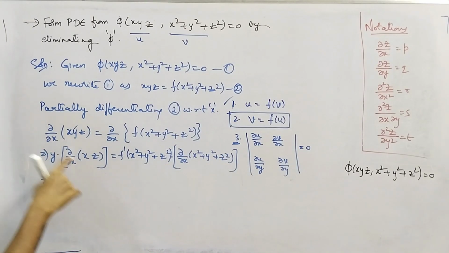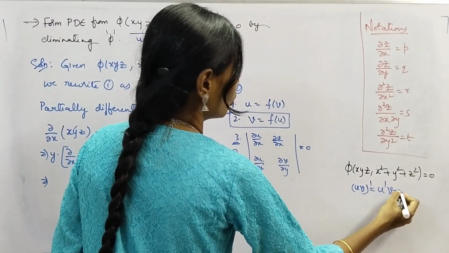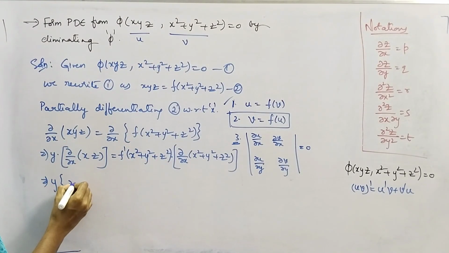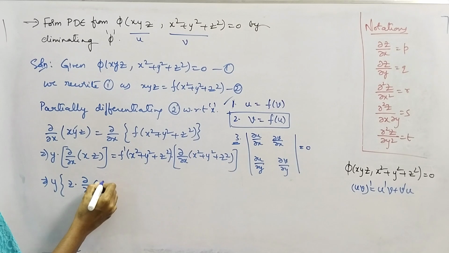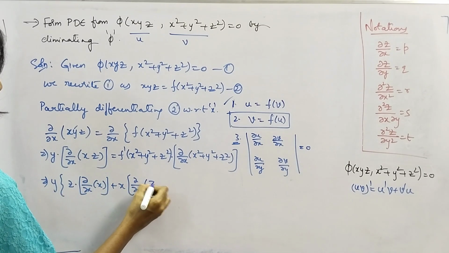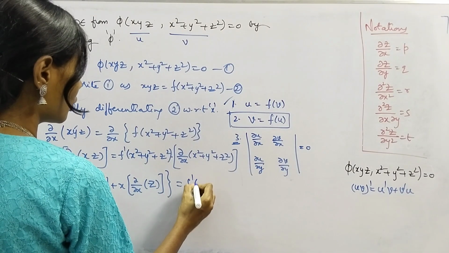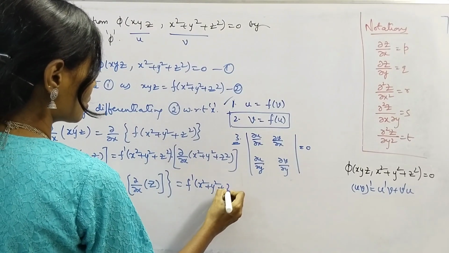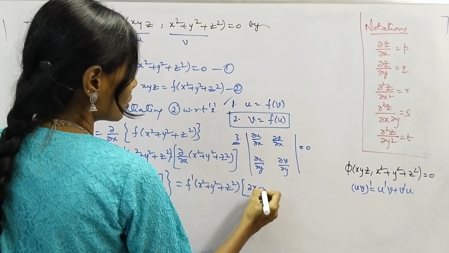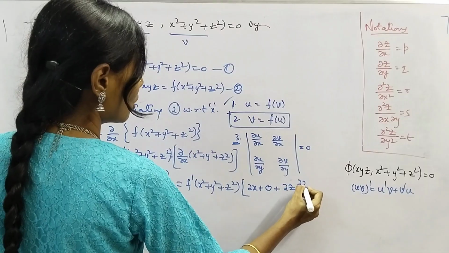This gives us, here we are going to apply the uv whole prime formula. We know that uv whole prime equal to u prime v plus v prime u, right? This gives us y into z into dou by dou x of x plus x into dou by dou x of z equal to f dash of x square plus y square plus z square into partial derivative of x square with respect to x is 2x, plus partial derivative of y square with respect to x is 0, plus partial derivative of z square with respect to x is 2z into dou z by dou x.